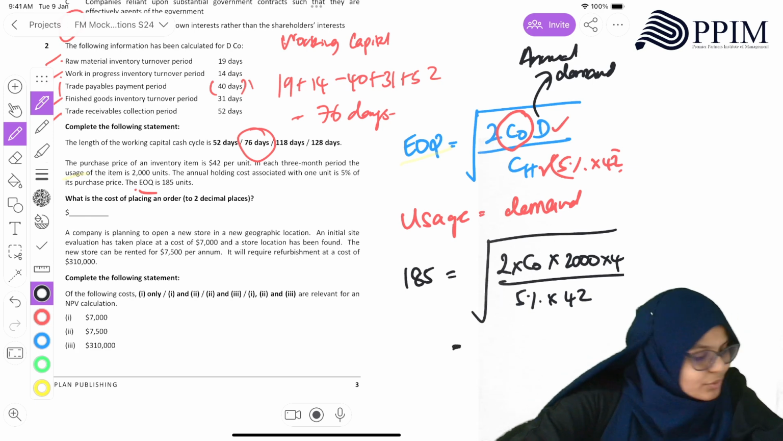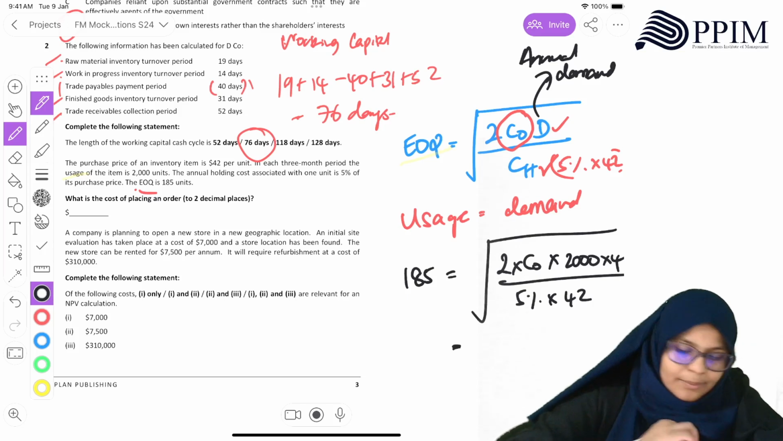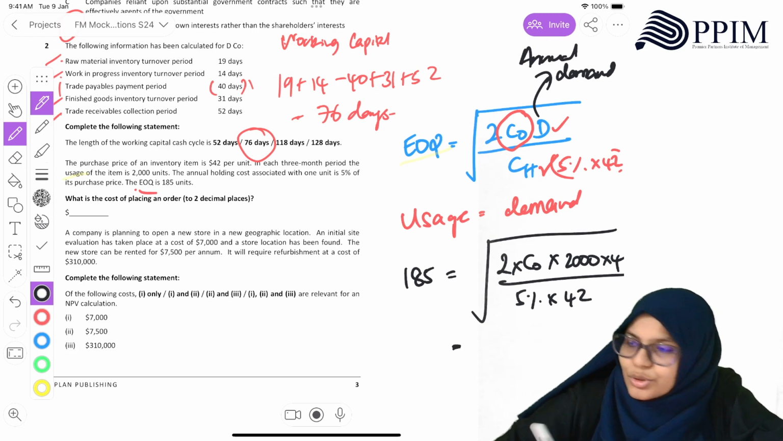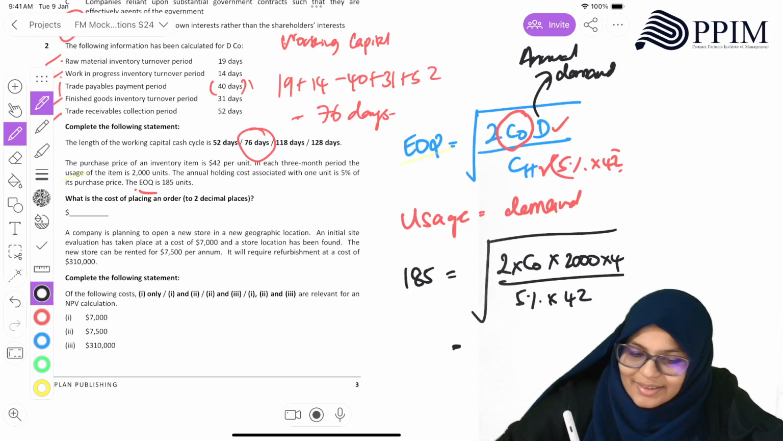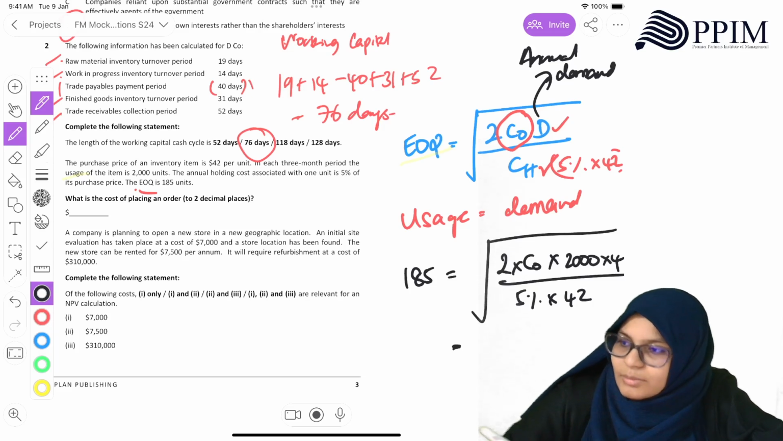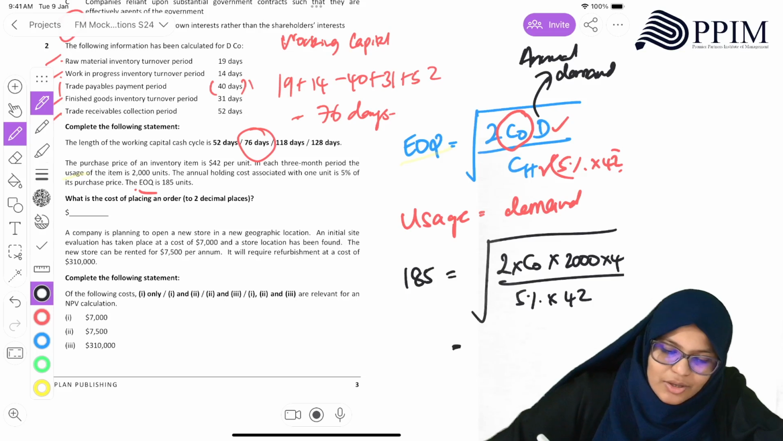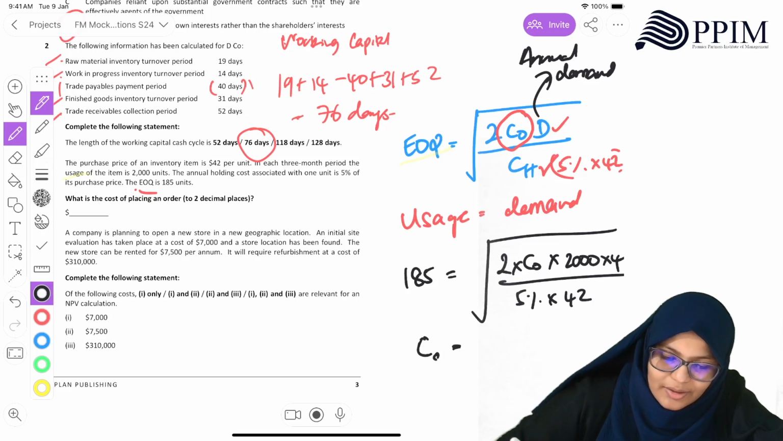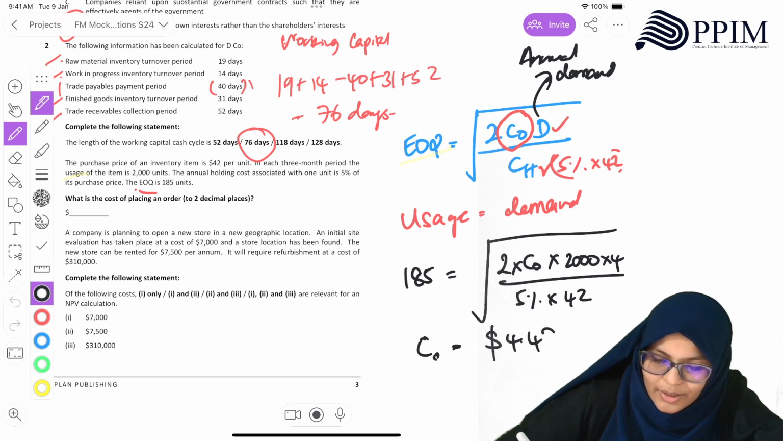Right? So now you need to rearrange this to get the cost of ordering. What you need to do is this root will come onto the other side. 185 will become 185 squared. And then take the answer for 5% of 42 and multiply that. I'm sure you know how to do the rearranging after that. So when you do that, you should get the cost of ordering as $4.49.